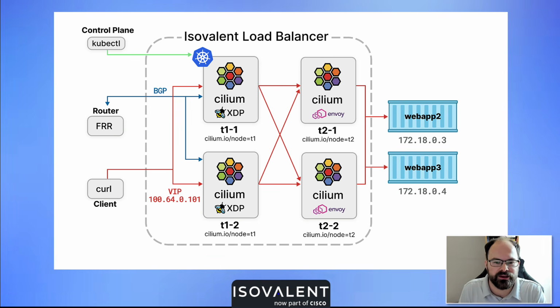We've got the kubectl command I'm going to be running from my control plane, which connects into those nodes. And in the middle there, you can see the Isovalent Load Balancer itself. So we've got those T1 nodes that we were talking about in the middle, and then on the right hand side, we've got the T2 nodes, which is where we're going to be using things like Envoy and so forth for all that layer 7 capability.